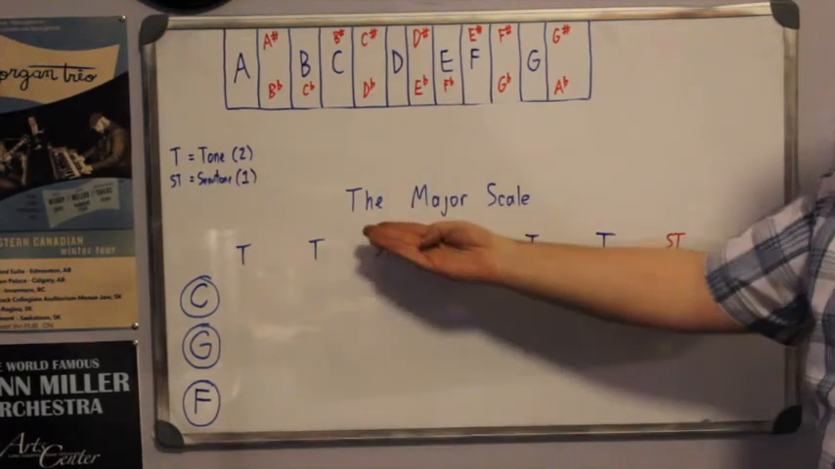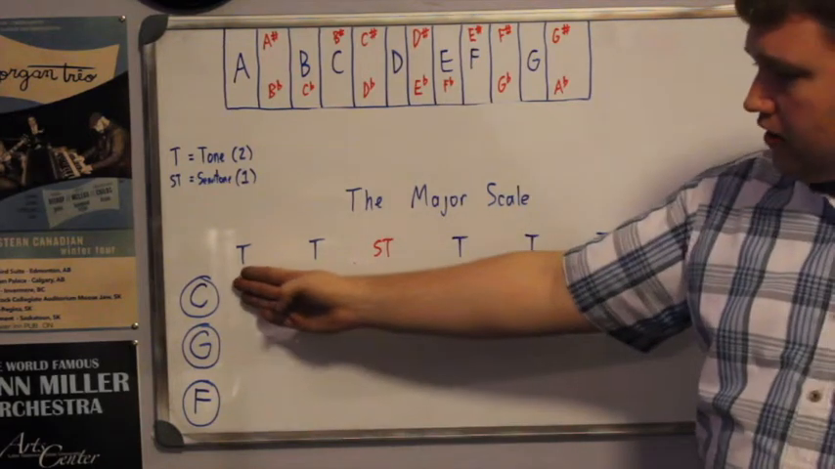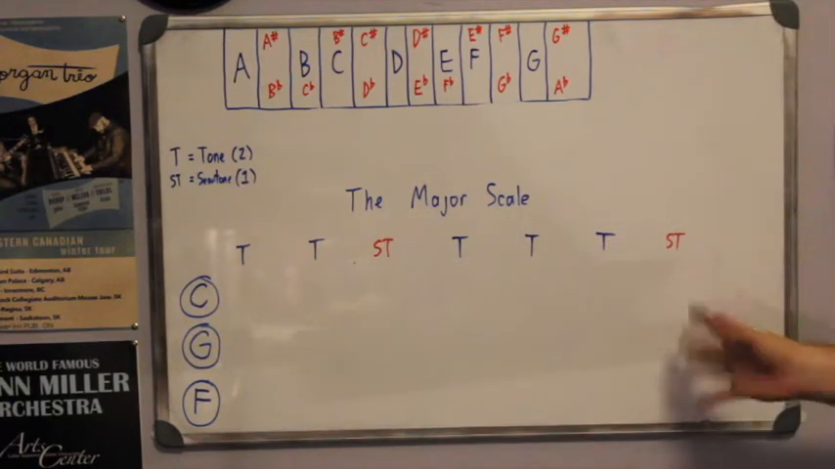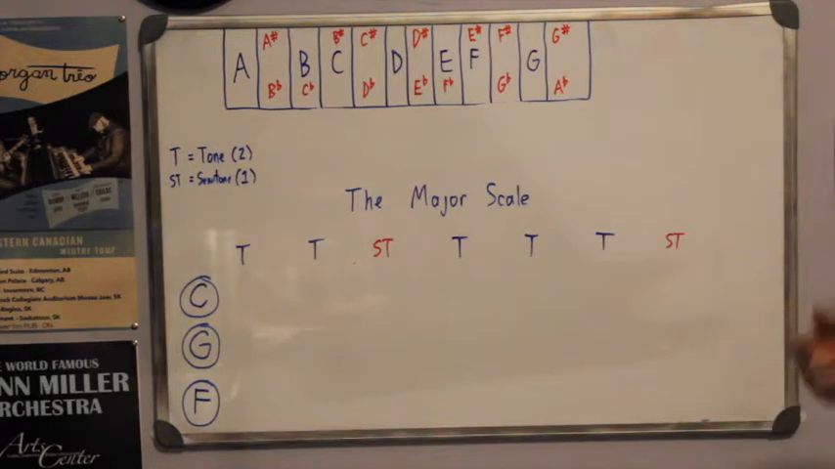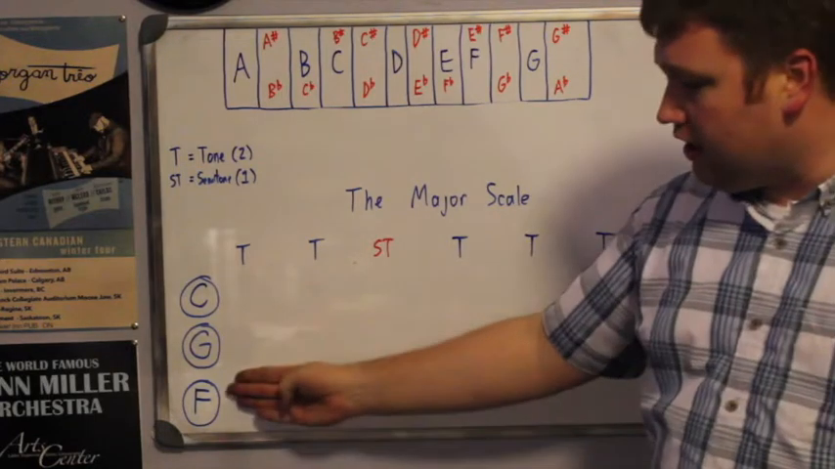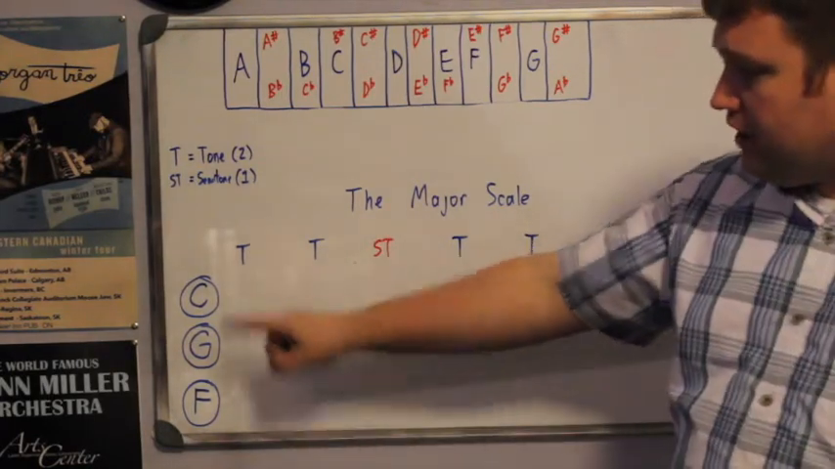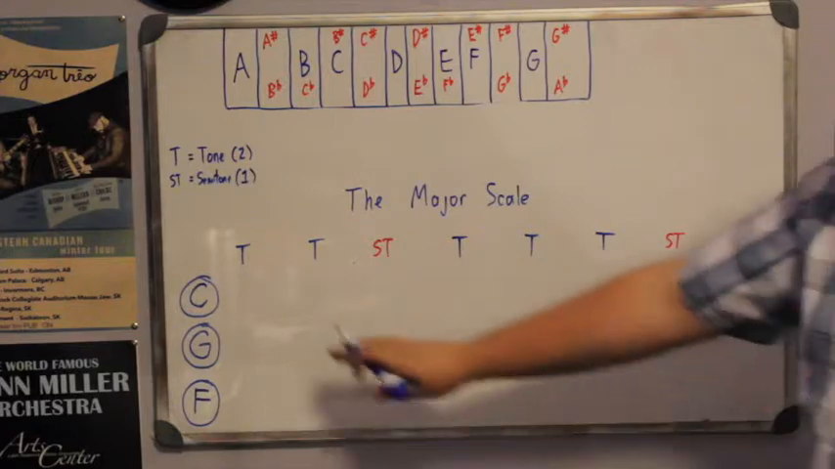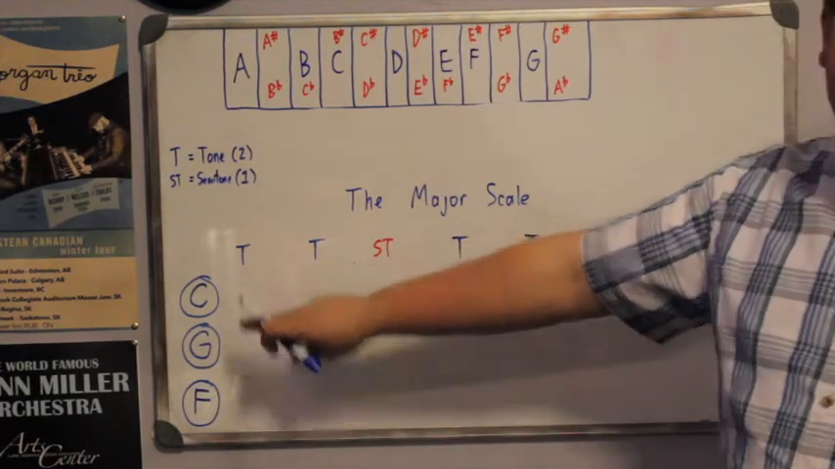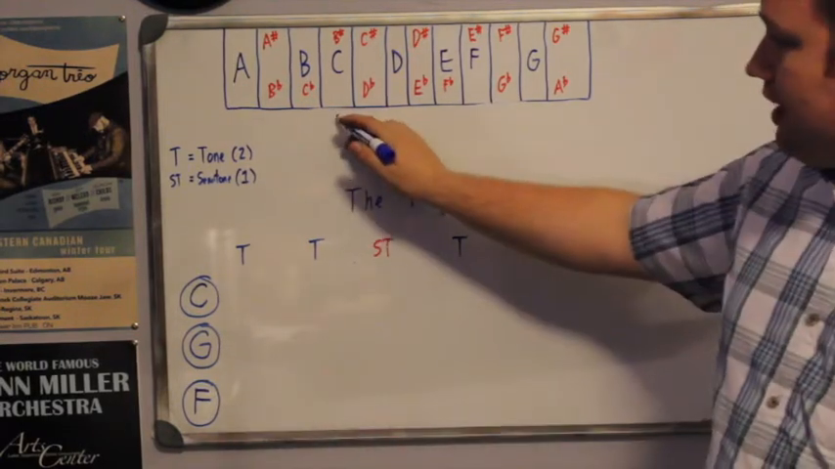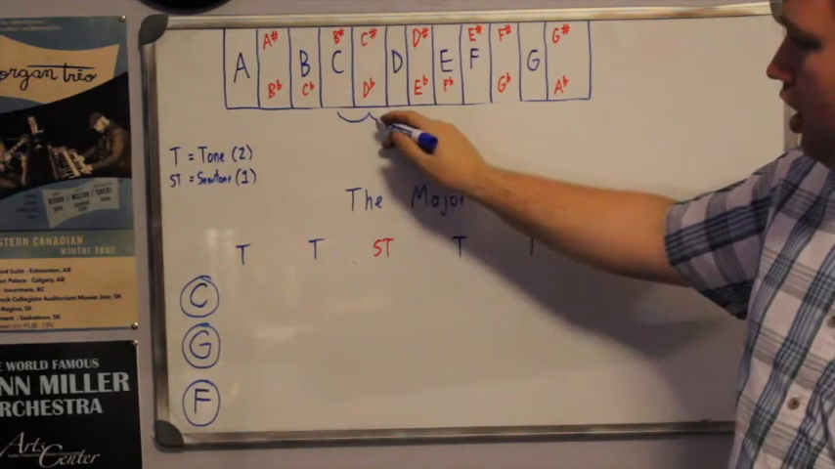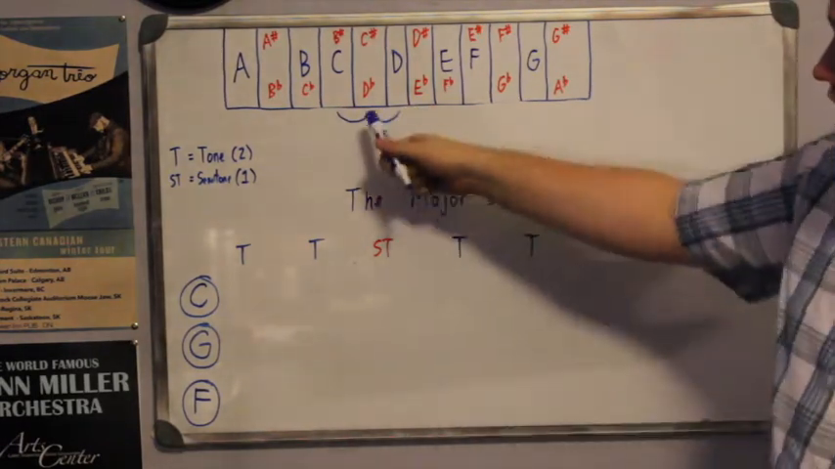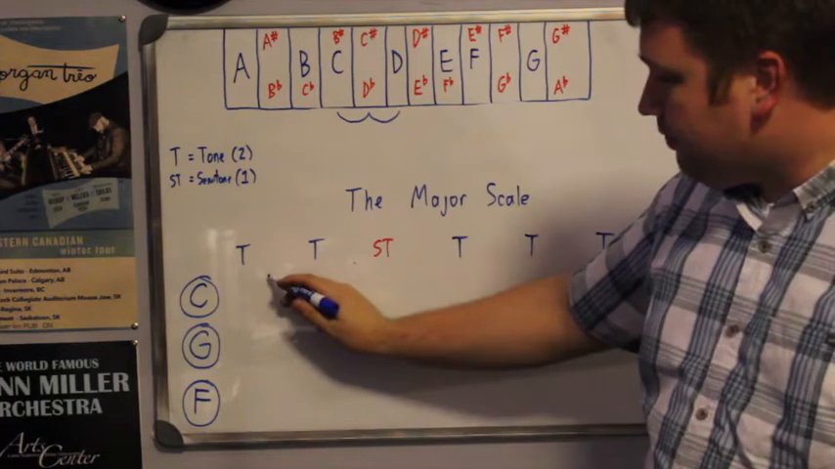So when we're building the major scale, we use a set formula, a pattern of tones and semitones to build every major scale. And every major scale follows the same formula. So we're going to start with these three today. We're going to begin with the C major scale. If we follow the formula, the first jump we're going to make is a tone. So starting at C, we're going to hop over 2 on our chromatic scale, and our next note is D.